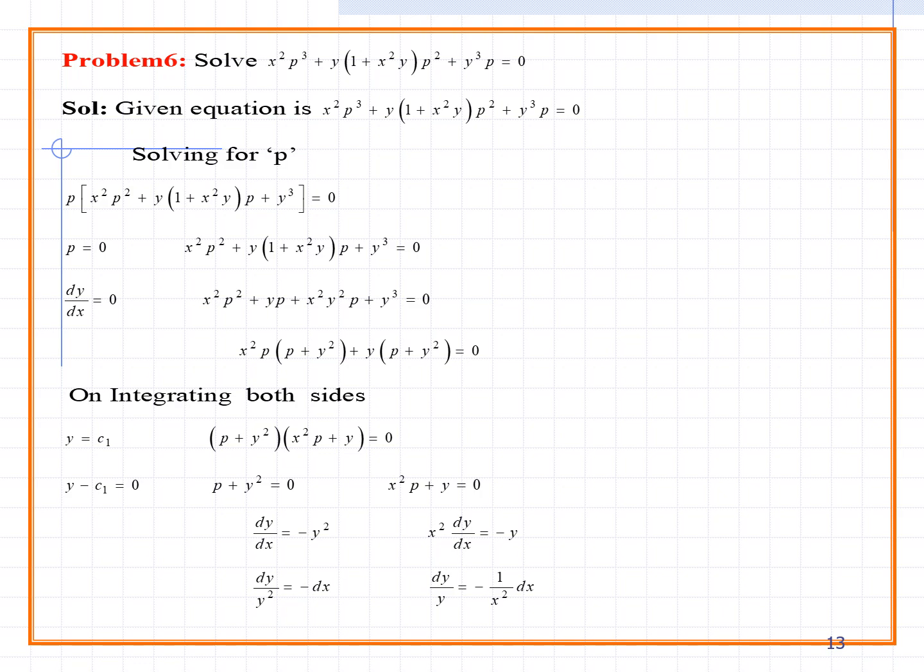Let us see this: equating p plus y square equal to 0 and x square p plus y equal to 0. You have two more equations. Now again, p replaced by dy by dx, then it can be written as dy by dx equal to minus y square. Use variable separable: dy by y square equal to minus dx. And here also p replaced by dy by dx. X square into dy by dx equal to minus y. So variable separable: dy by y equal to minus 1 by x square into dx.